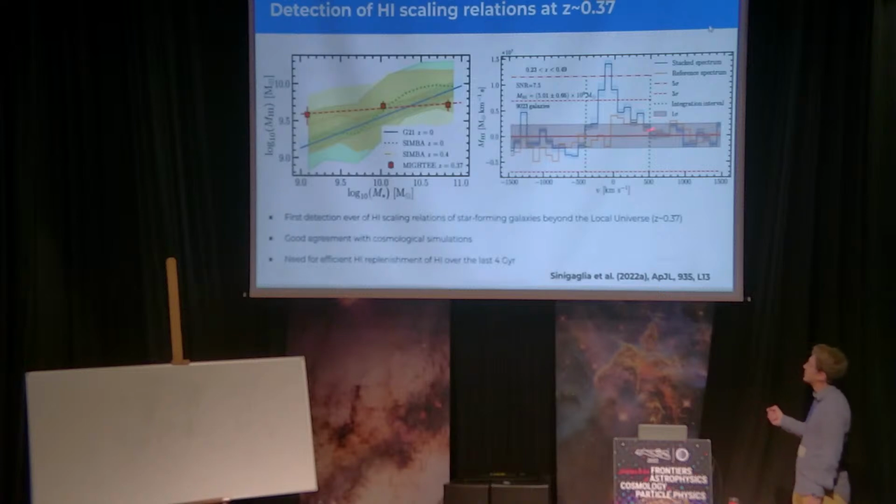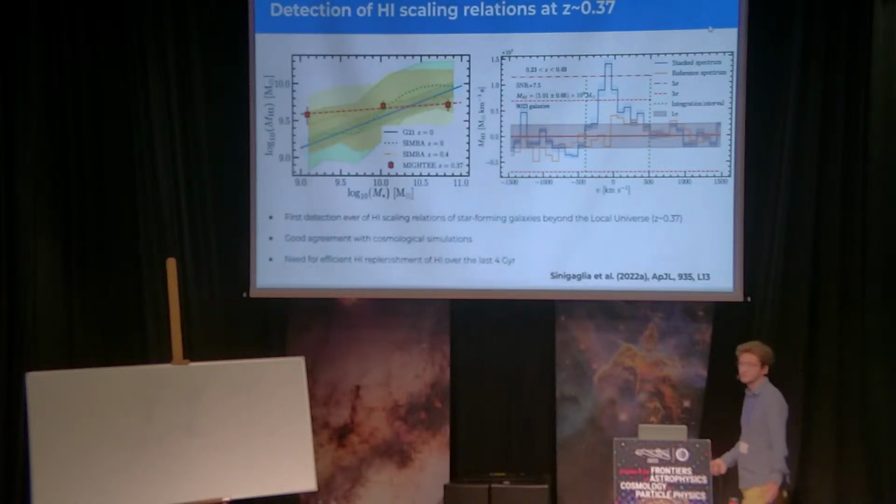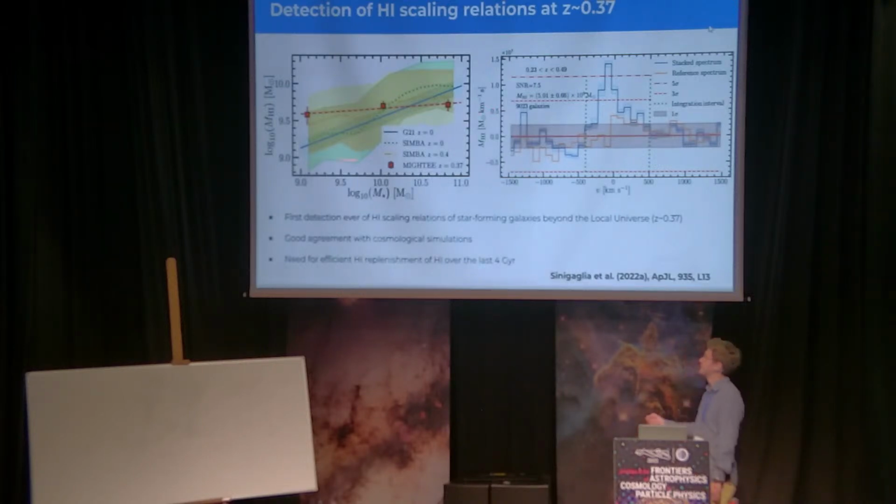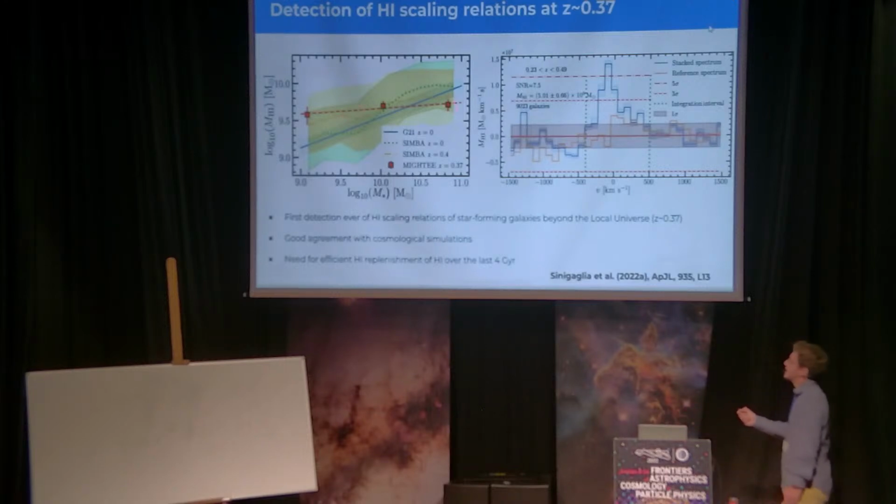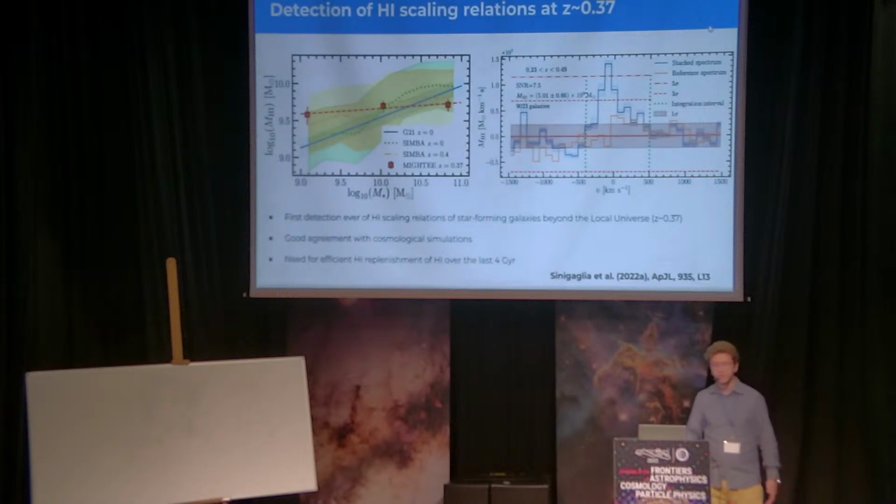Okay, this was already obtained in the past. What we did new was to split the full sample into subsamples in stellar mass and to compute separately the HI mass for all of these three, obtaining 5 sigma significance for all of them, and being able to build for the first time this kind of scaling relation beyond the local universe.